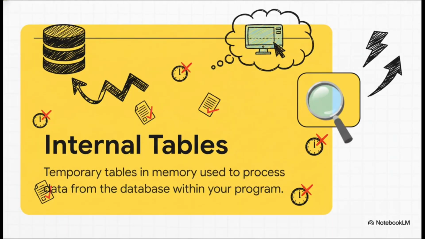All right, next up, internal tables. Now, picture this. You need to work with, say, 1,000 sales records. Are you going to go back to the database one by one by one? No way! It would be crazy slow. Instead, you grab all that data at once and pull it into a temporary table that lives right inside your program's memory. That, my friend, is an internal table. It's absolutely fundamental to writing efficient code.